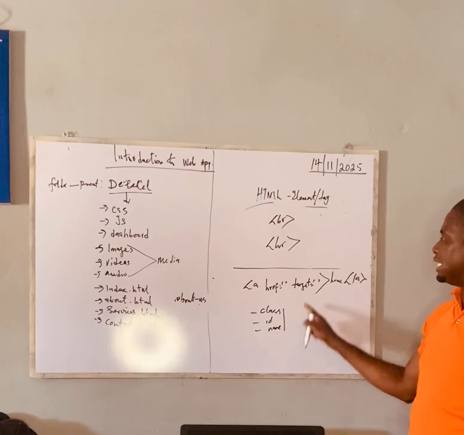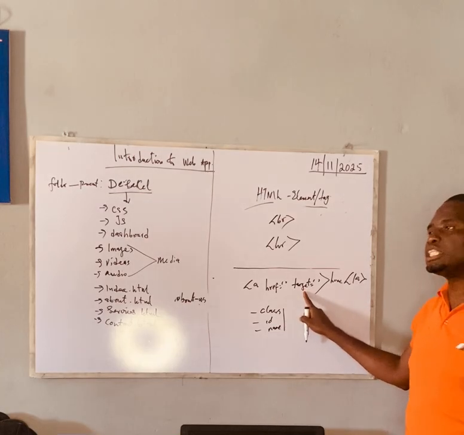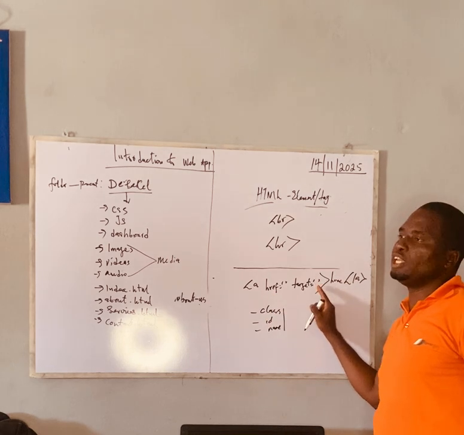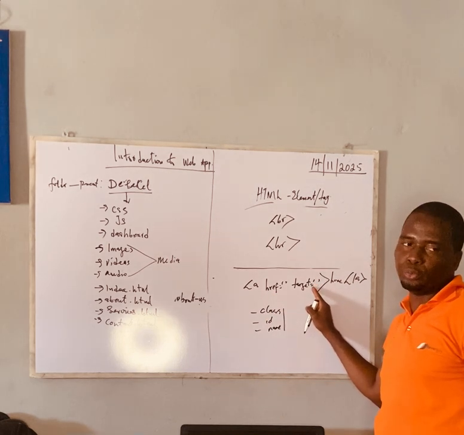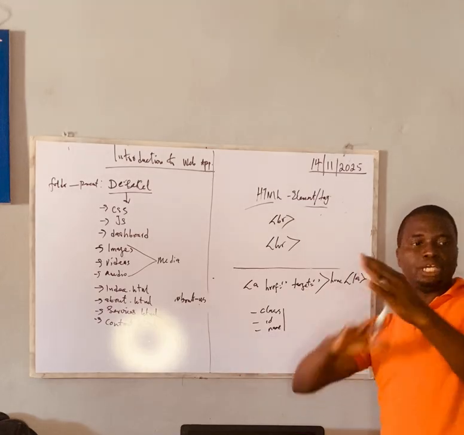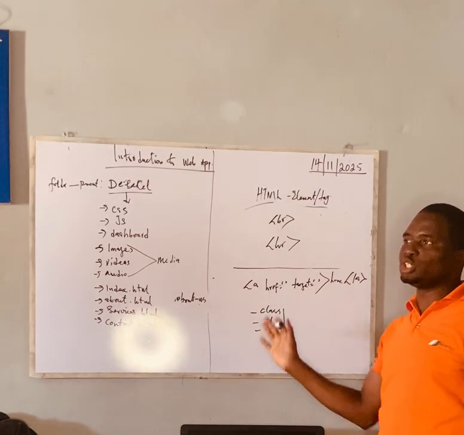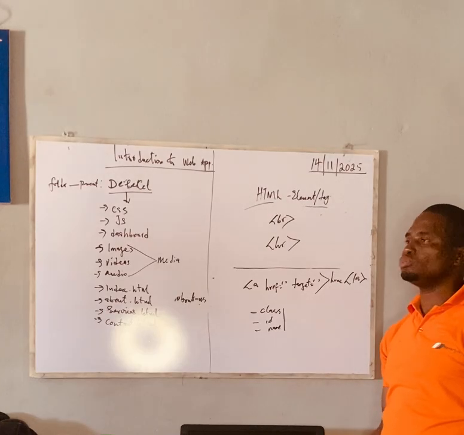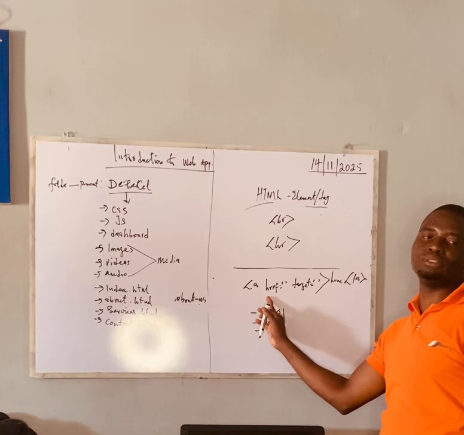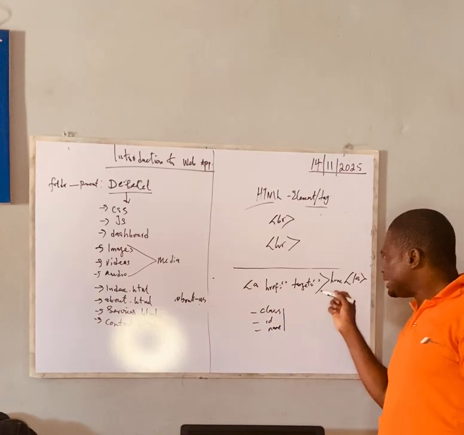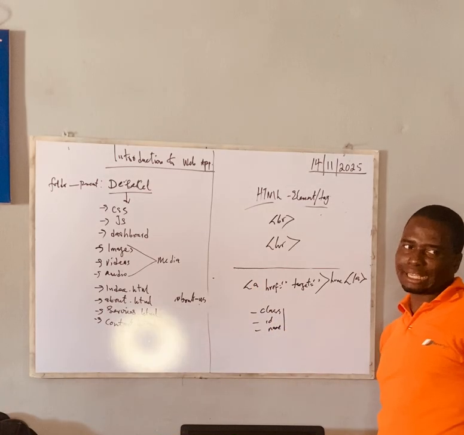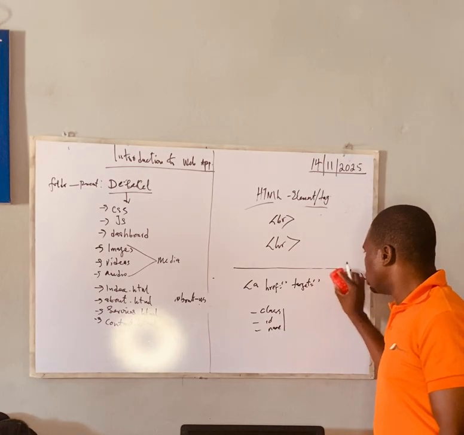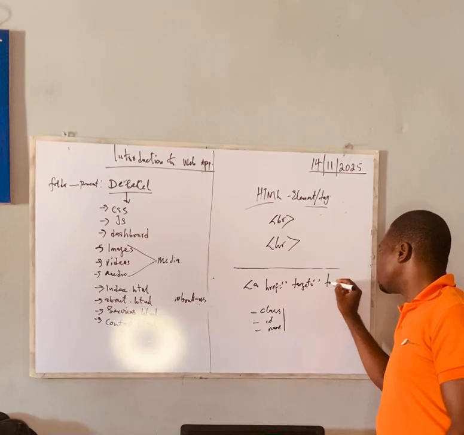Are we together? Then target, what does it mean? It means how should it be rendered here? If you say self, if you say blank, if you say new, it will open a new tab. If you say blank, it will override that one, or self. Are we together? Good. These are peculiar attributes. There is another one, title. The title is not peculiar, but we normally use it here. Title.